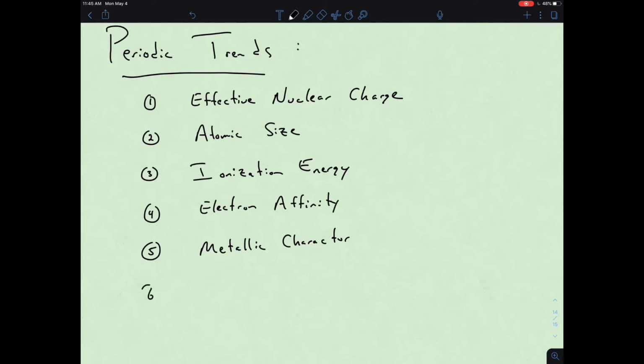We could also say electronegativity. But we already discussed this idea, and we'll reinforce it a little bit here as well. So the first stage here is to look at effective nuclear charge.